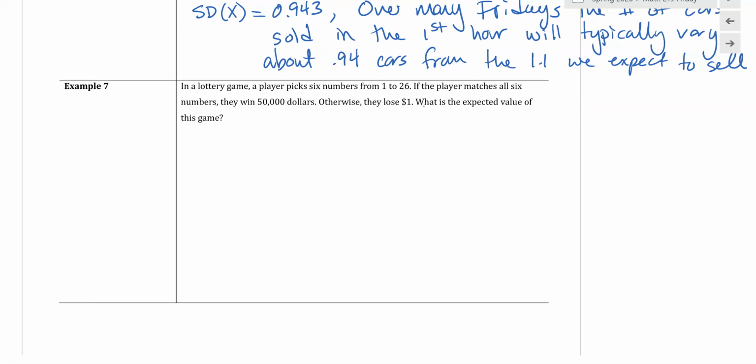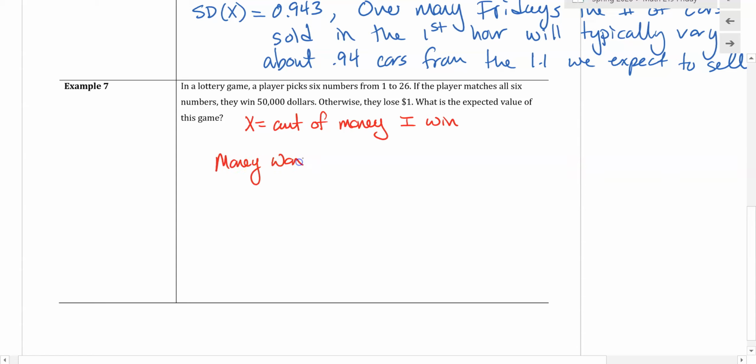So really this is just an expected value problem, and to do an expected value problem I really just want to think of the probability distribution. So let's label a random variable. Let's say x is the amount of money I win. I want to list the money won and the probability of winning each amount. I could win $50,000. That'd be great. Or I could lose $1. And if I were to lose $1, I should write that as a win of -1.